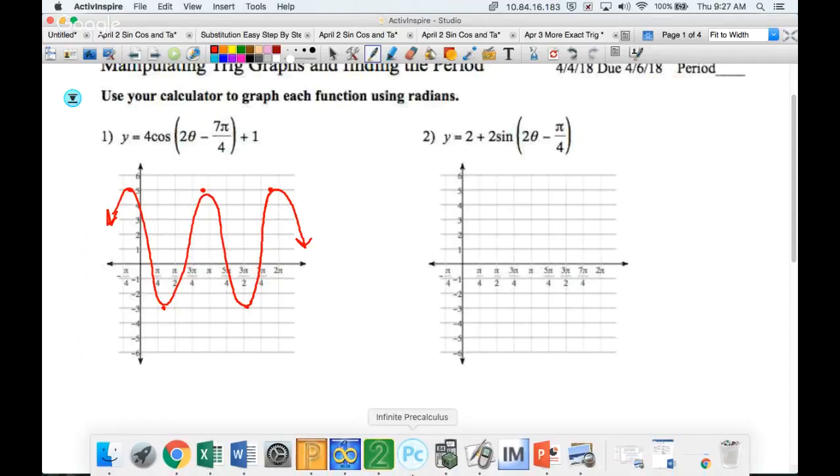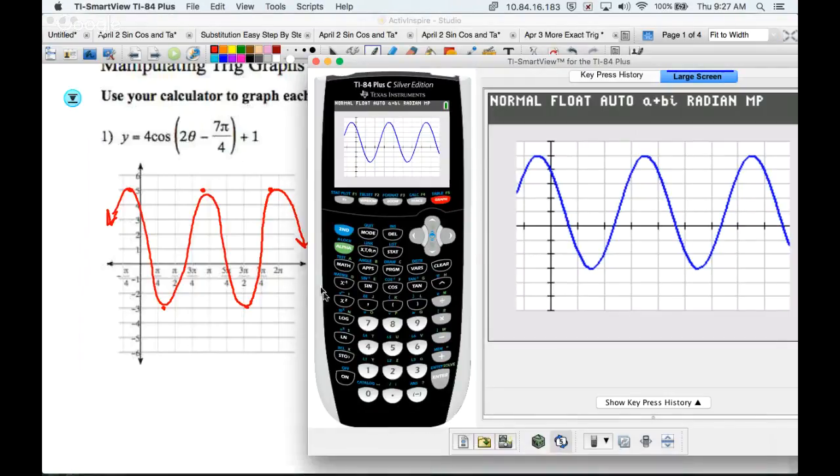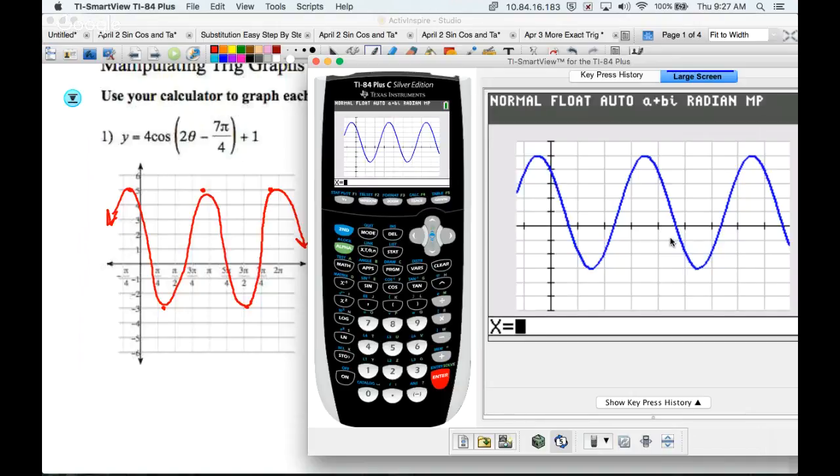Let's see how that matches up. Decently. That's good enough for our purposes right now. If we want exact values, we can always do this. Second, trace, enter, and now I can calculate an exact value anywhere on this line. If I wanted to know exactly what the value was at, I don't know, pi over 2, I could just type it in and get that value there.